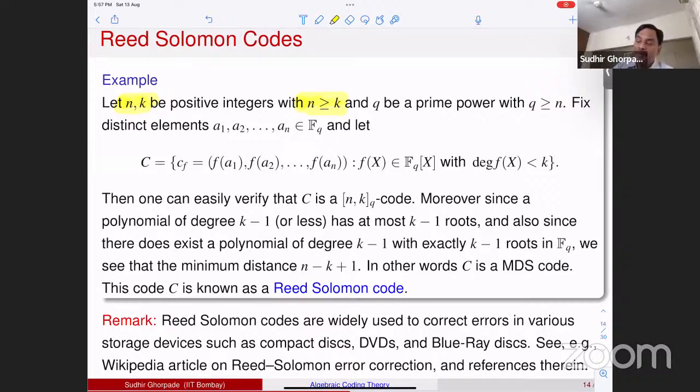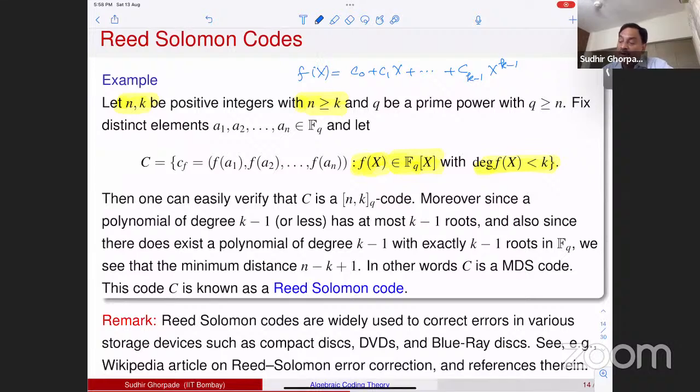So now what do I do? I look at polynomials in one variable. So f(x) is a polynomial in one variable whose degree is strictly less than k. That means f will look like c0 plus c1 x plus ... plus c_{k-1} x to the power k minus 1, where c0, c1, ..., c_{k-1} are elements of F_q. So that's how I take such polynomials.